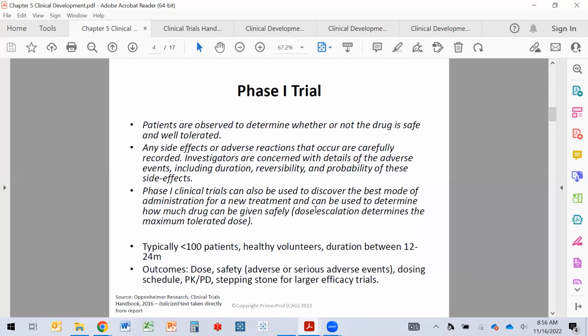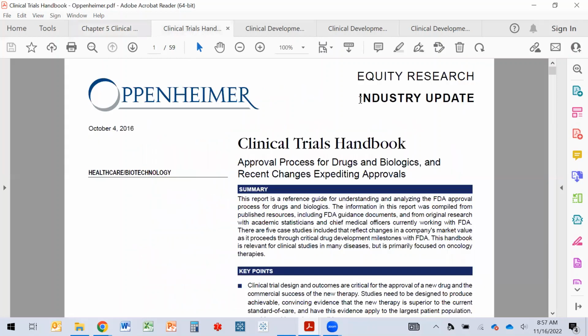So the phase one trial, the majority of the deck today will have sort of direct quotes from a couple of papers that I've included as supplementary materials. The first one is the Oppenheimer Equity Research Update on a Clinical Trials Handbook. And this is a great resource to have on the side because it explains everything from sort of the basics to the complexities of clinical trials.